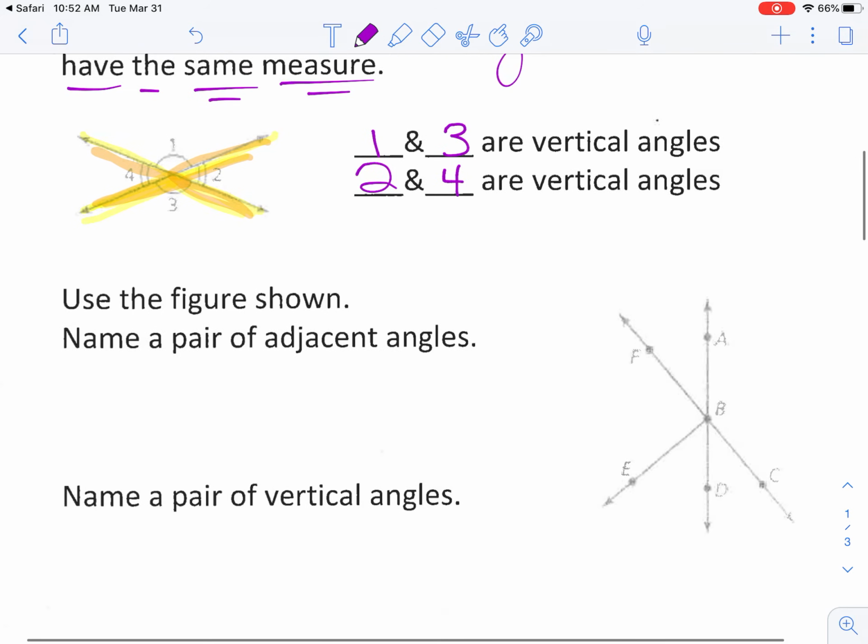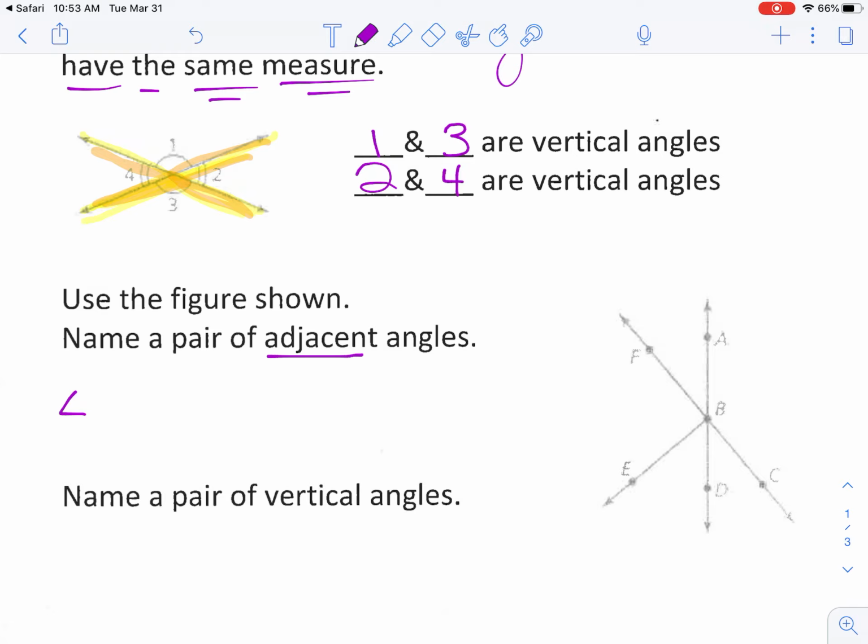Use the figure shown, name a pair of adjacent angles and then also name a pair of vertical angles. There are multiple answers here. Let's talk about adjacent angles first. Remember, adjacent angles share a side and a vertex. I'll do a few, and then obviously there are more as well.